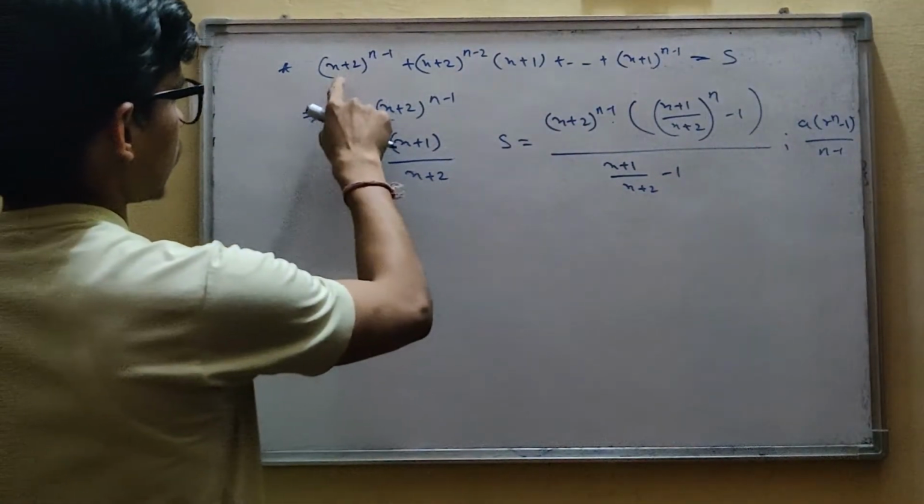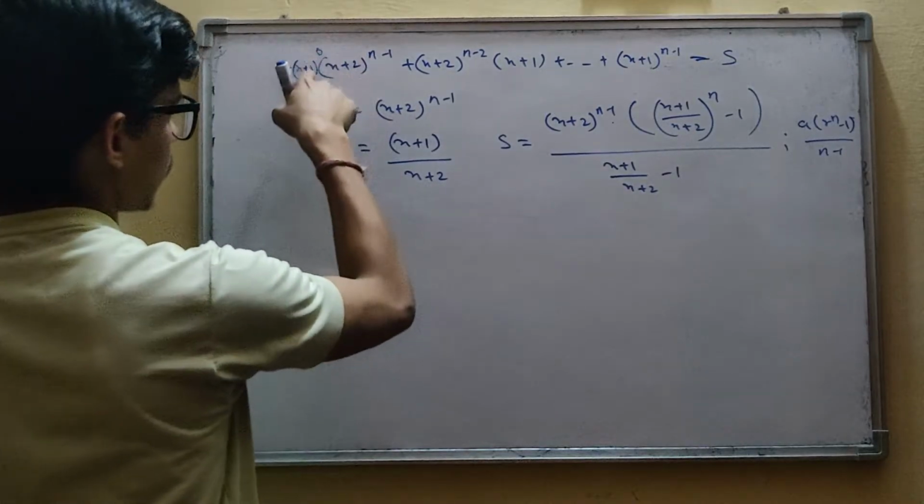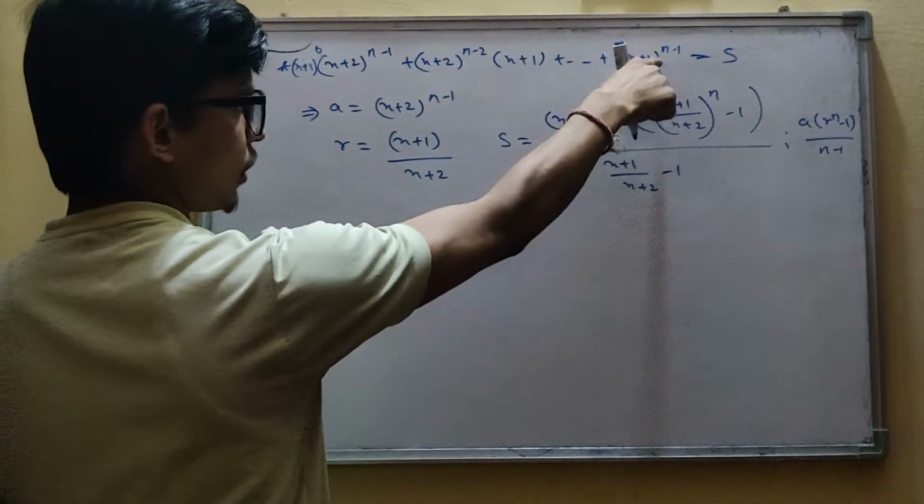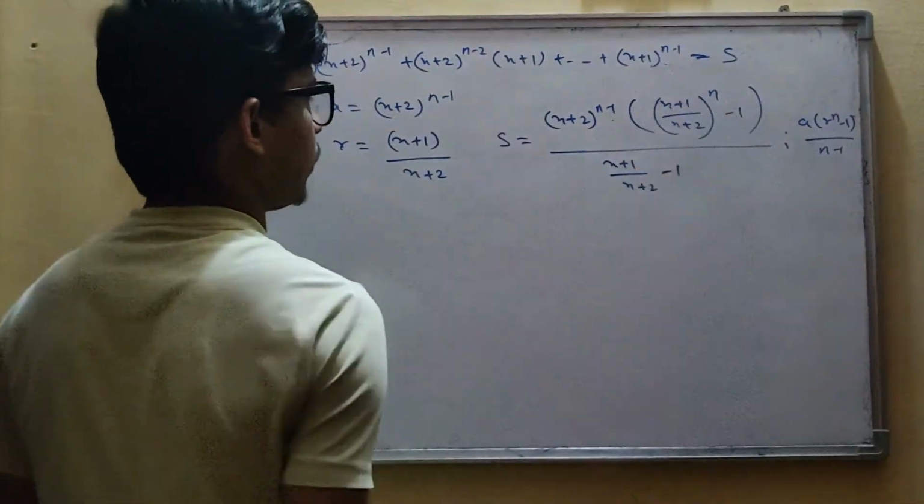See here, there is (x+1)^0, right? And it is starting from (x+1)^0 and it is going till n minus 1. So there are n terms in total. Okay, that is why we are putting r to the power n here.